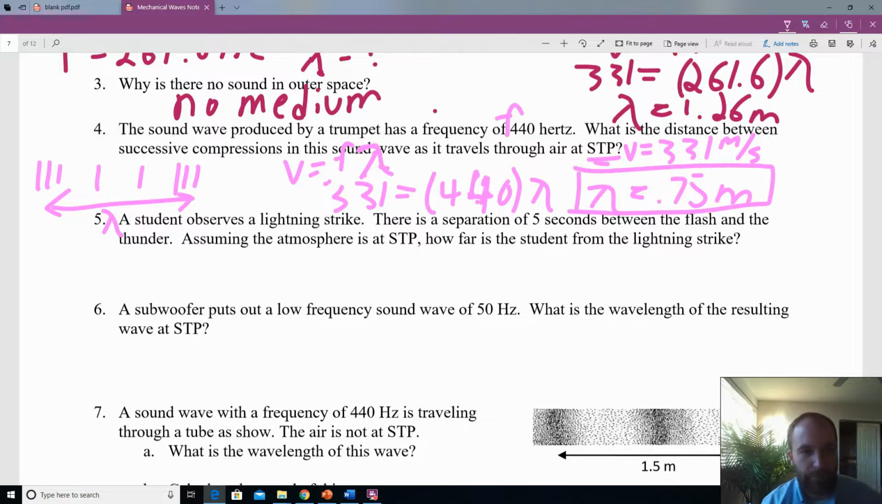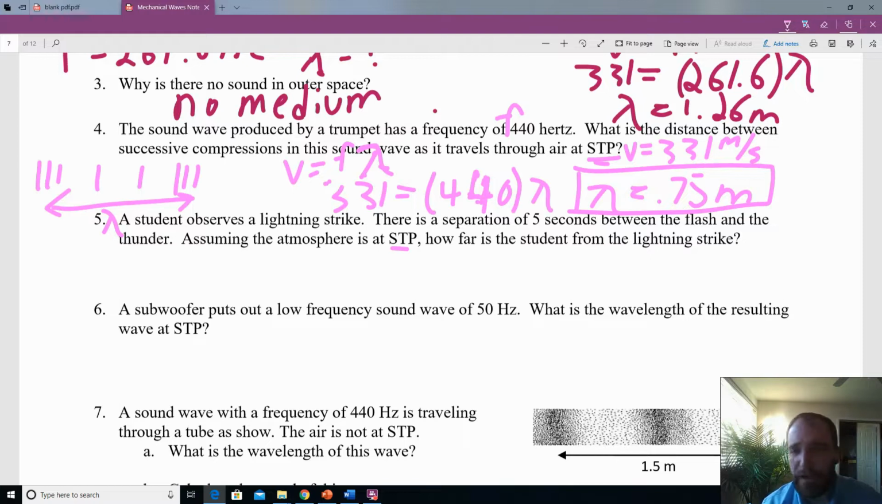Cool. A student observes a lightning strike. So you see lightning, and there's a separation of 5 seconds between the flash and the thunder. When you see the lightning flash, and then a couple seconds later you hear it, there's a delay. That's what we're talking about here. There's a 5-second delay. Assuming the atmosphere is at STP, how far is the student from the lightning strike?